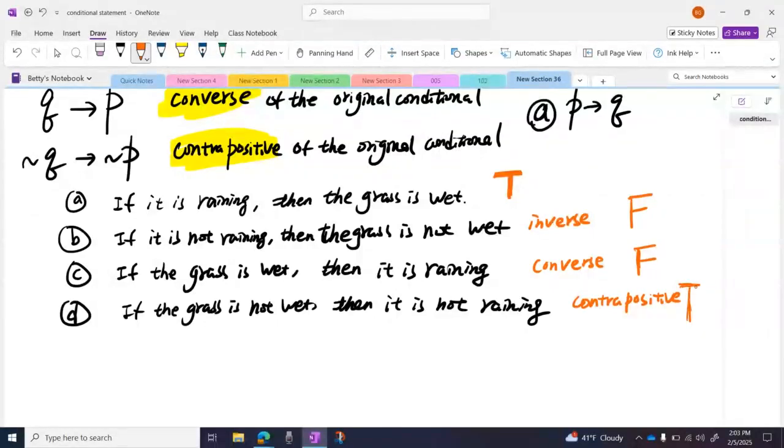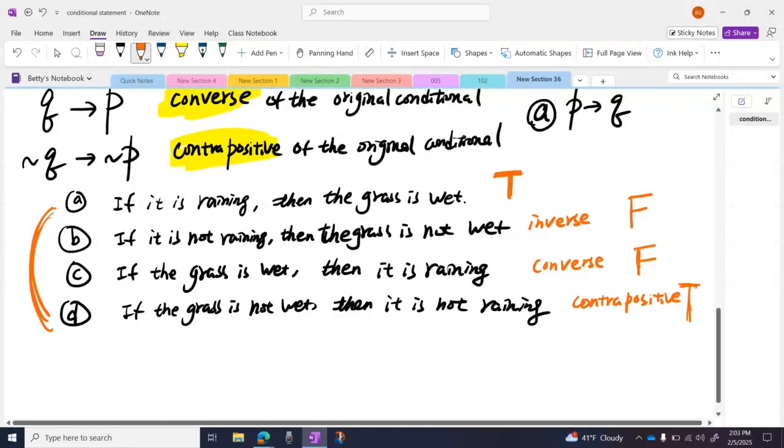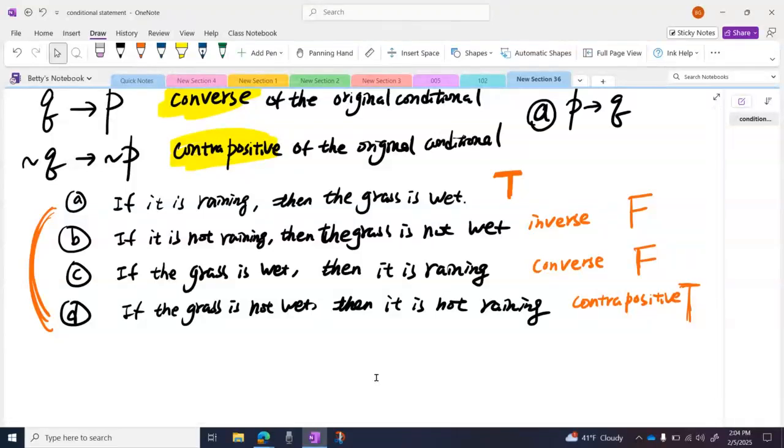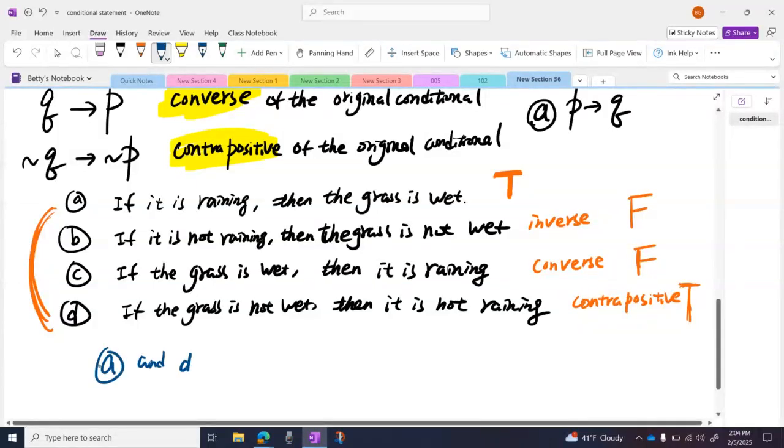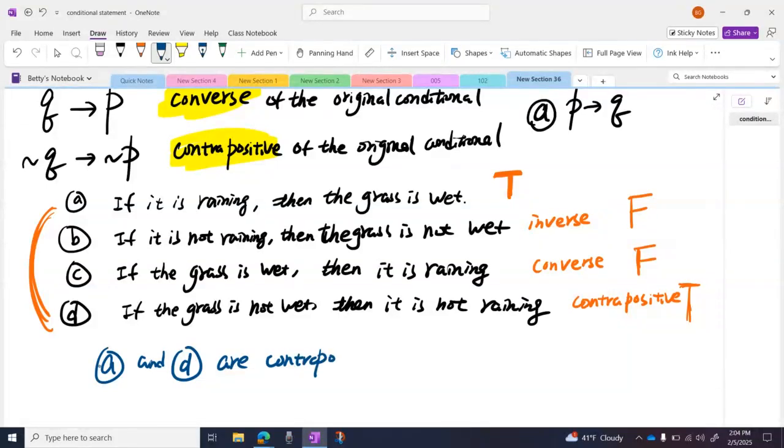Okay, and I want you to read part A and part D and feel the connection between the two statements. If it is raining, then the grass is wet. If the grass is not wet, then it's not raining. A and D are contrapositive of each other.